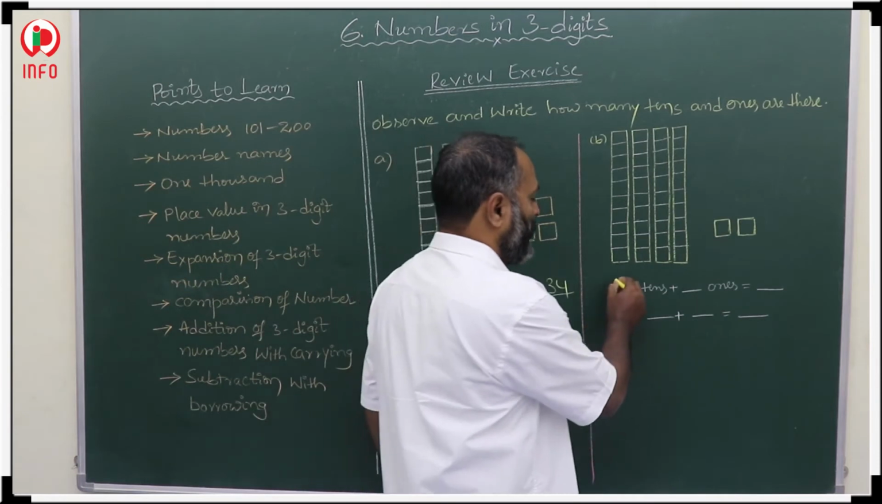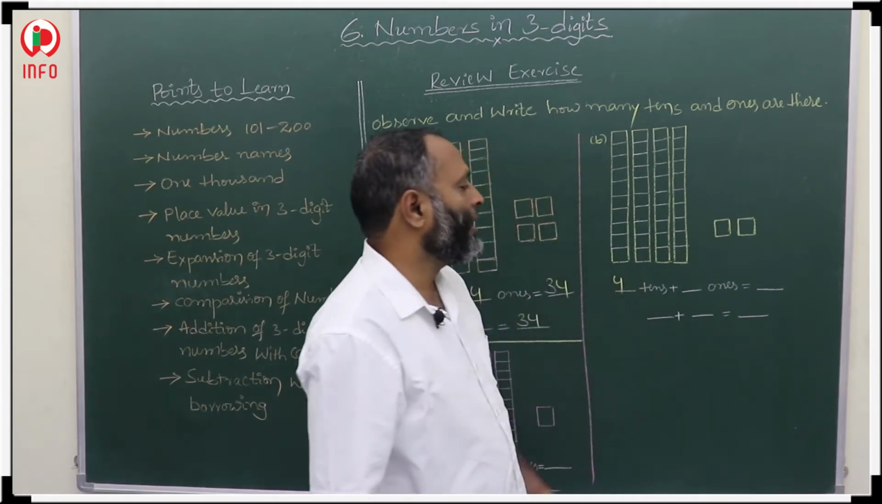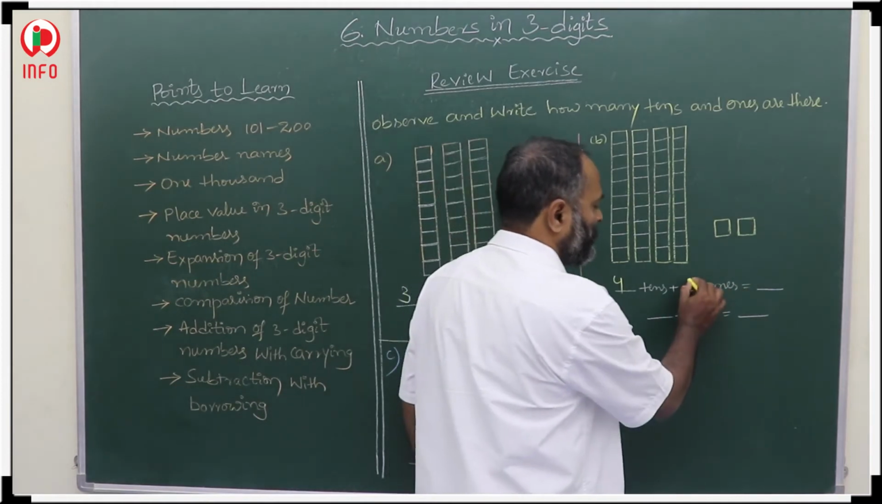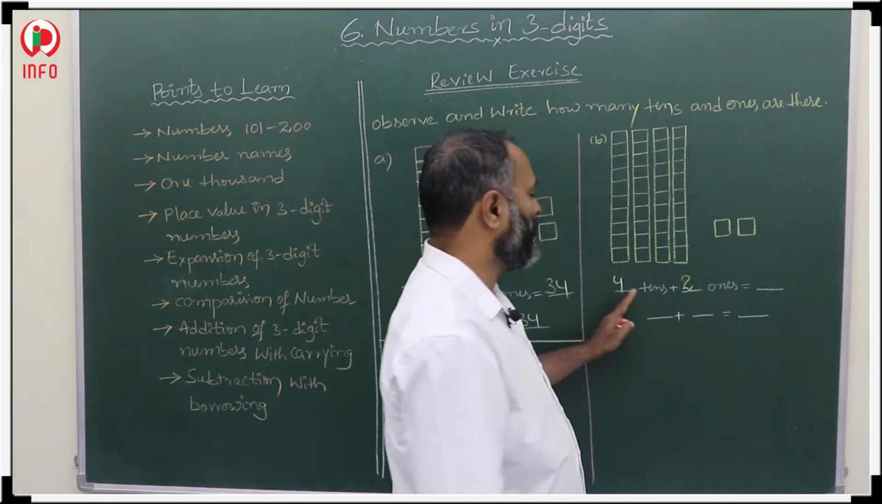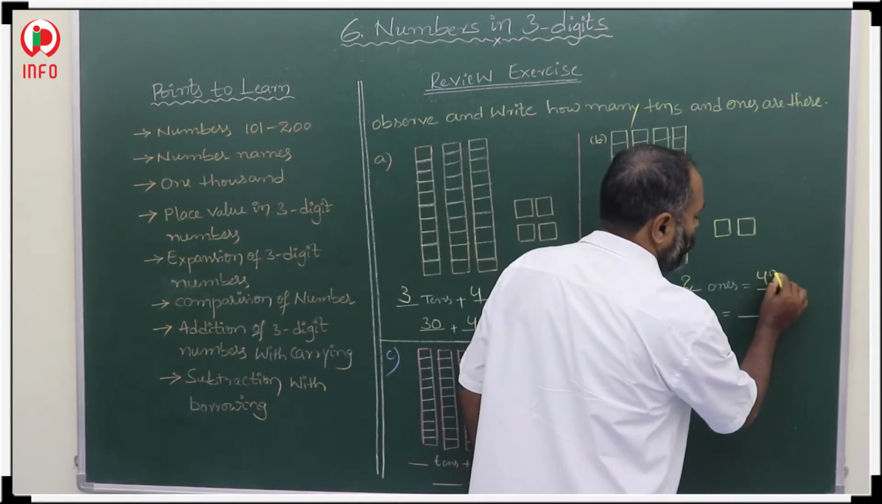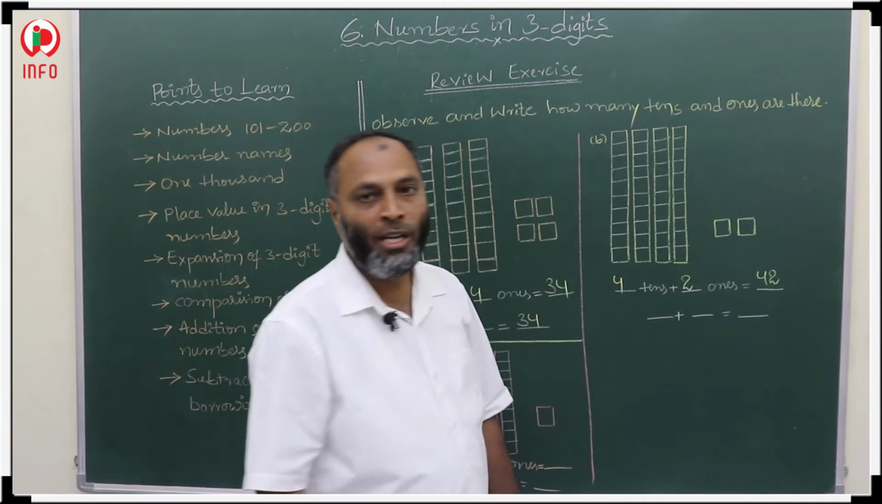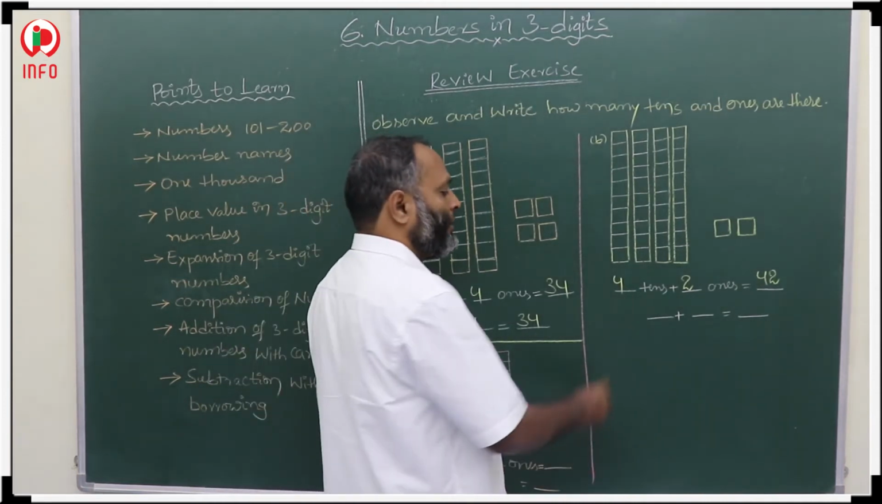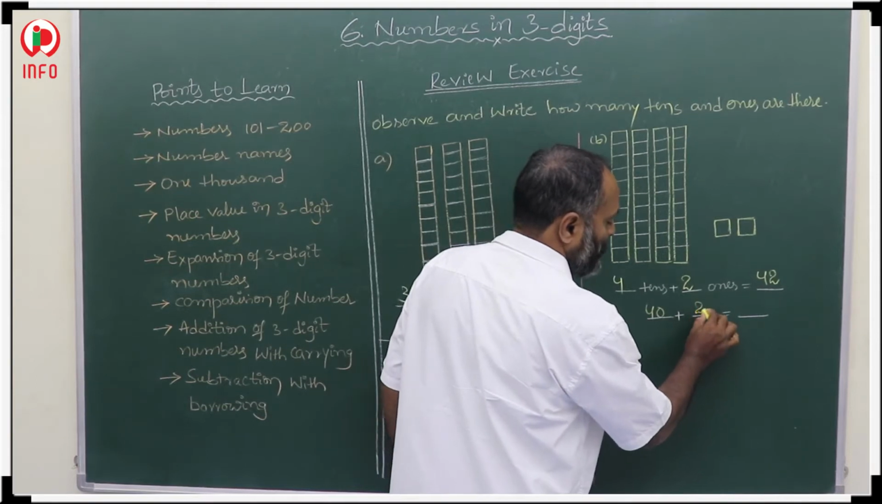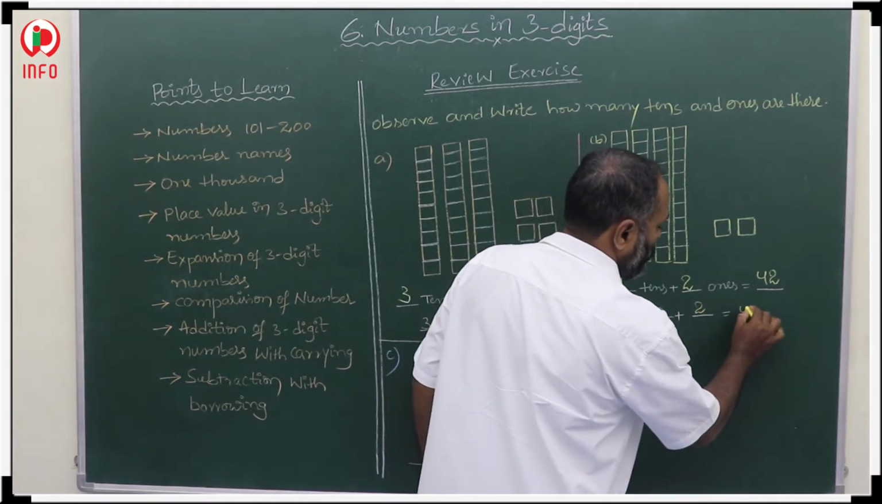How many? 4 tens. And how many individual cubes are there here? 2. So that means 2 ones. 4 tens and 2 ones. That is 42. 4 tens, 2 ones, 42. Then 4 tens is 40, 2 ones is 2 as it is. 40 plus 2, 42.